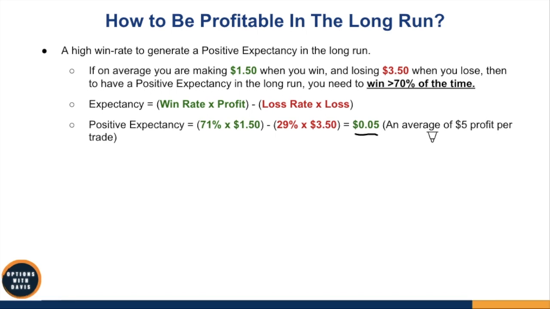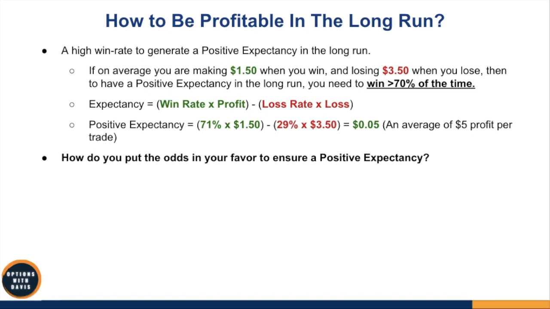You may lose 3 trades, then you win 8 trades, and there will be a number of winners and losers. Now over a large sample size, let's say over 100 to even 1,000 trades, you're going to notice that you're going to have this kind of number. If you have this number, it means that in the long run you're going to be profitable.